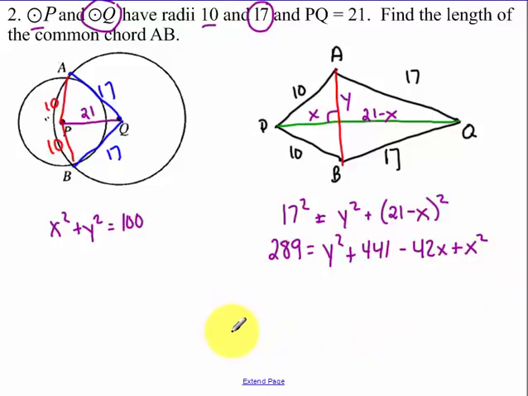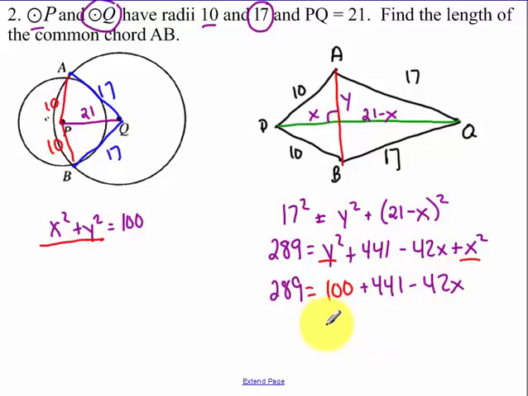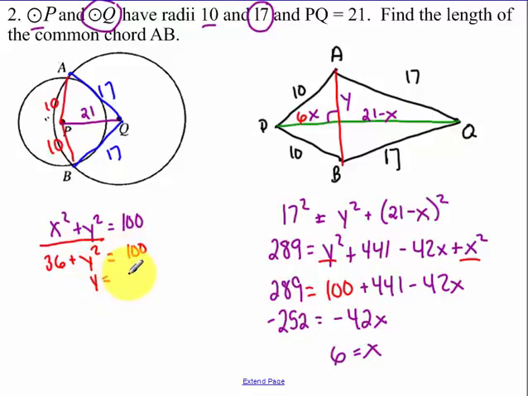Now I'm going to do kind of a funky substitution here. X squared plus Y squared is 100. So X squared plus Y squared, that's 100. Solving for X. So I'm going to subtract the 100 and the 441 over. I get negative 252 is equal to a negative 42X. X ends up equaling 6. So remember, I'm not just looking for X. I'm looking for the whole length of this. So if X is 6, I get 36 plus Y squared is equal to 100. Solving for Y, we get 8.